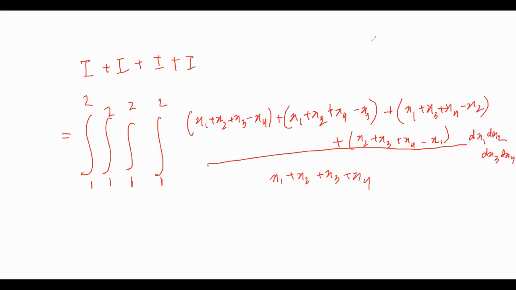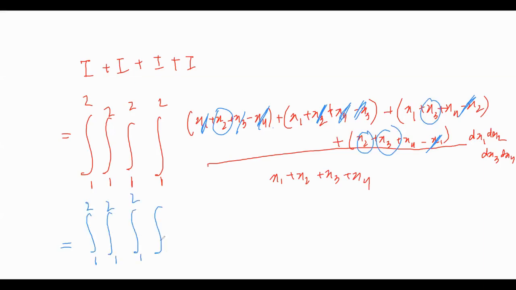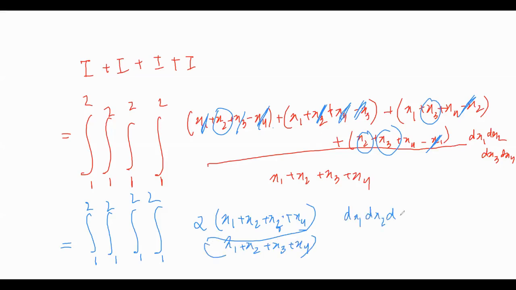So this is the beauty of symmetry. Now you just add it up. Observe that each term cancels exactly once with another. x2 is already cancelled, x3 is already cancelled, x4 let's cancel over here, x1 let's cancel over here. We get exactly x2 twice, x3 twice, x4 twice. So this is essentially equal to the integration from 1 to 2, four times, of twice x1 plus x2 plus x3 plus x4 by x1 plus x2 plus x3 plus x4, dx1 dx2 dx3 dx4.